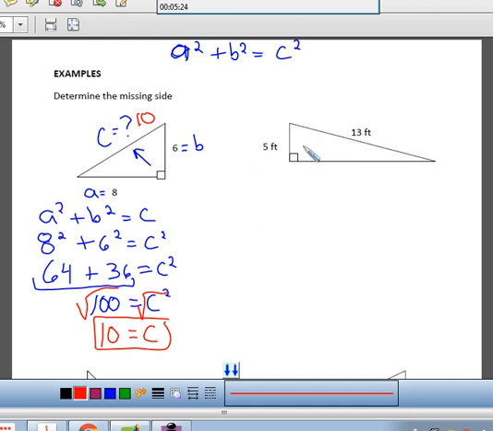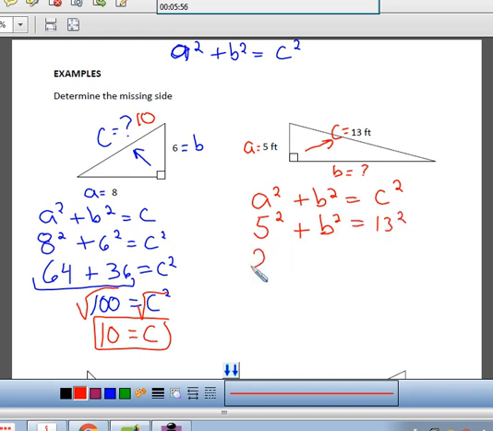Okay. Now, this time, we have our C value, but we don't have this over here. I'll call this A. Doesn't matter if you want to call it B. B this time we don't know. So A squared plus B squared equals C squared. Plug in 5 for A. B we don't know, so we'll leave it a variable. C we know is 13. 25 plus B squared equals, you should all know, 13 squared, 169.